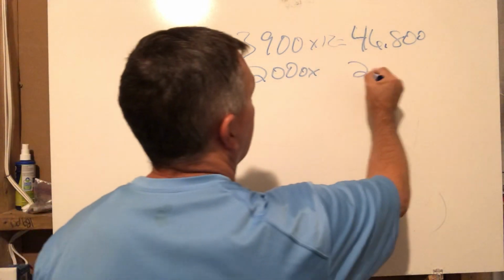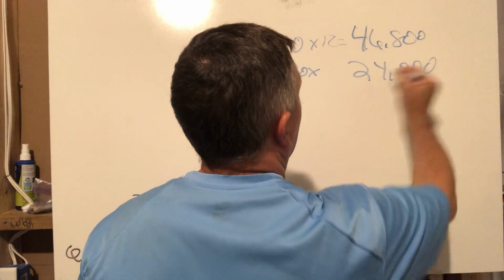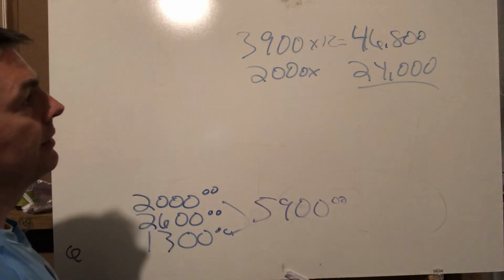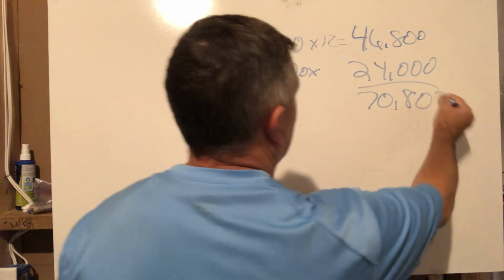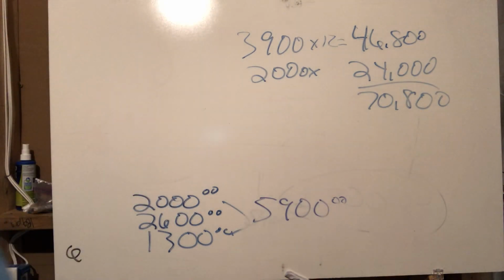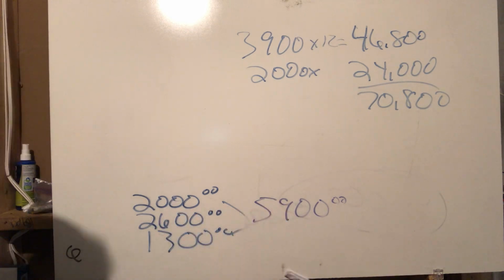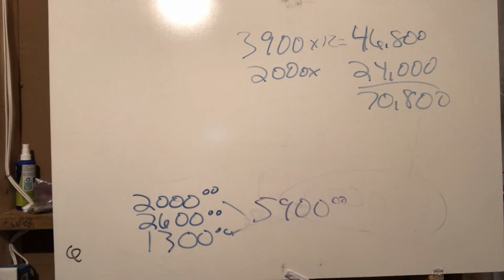Plus $24,000 of pension. All right, so they're going to have $70,800. All right, so now to figure out how much of their Social Security will be subject to tax, we got to figure out the provisional income rules.